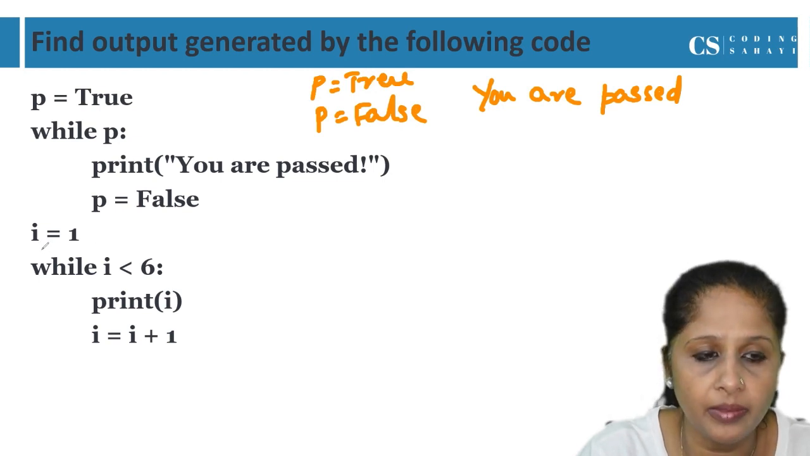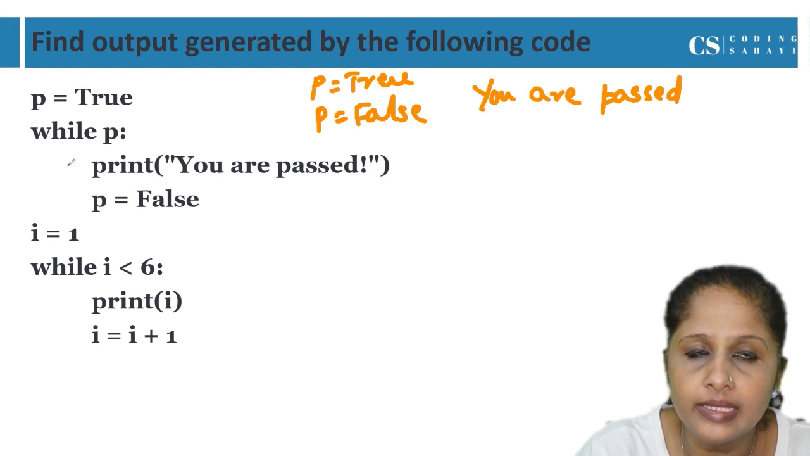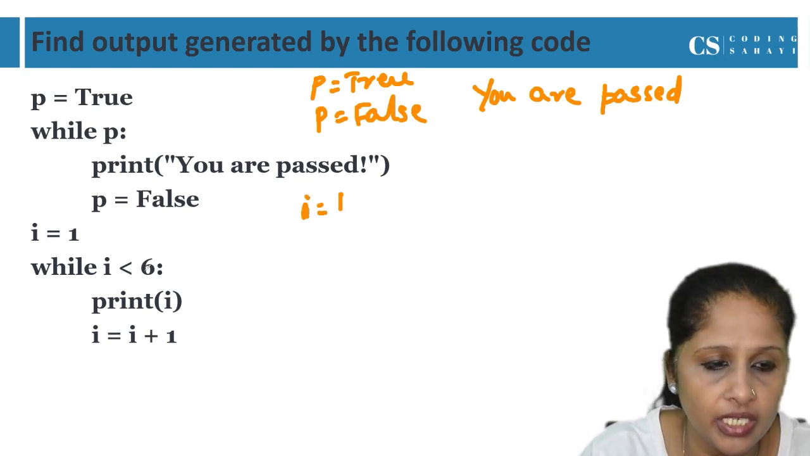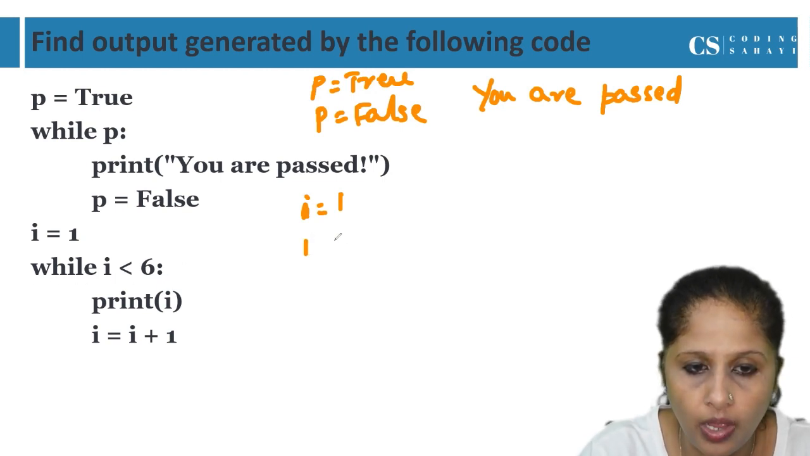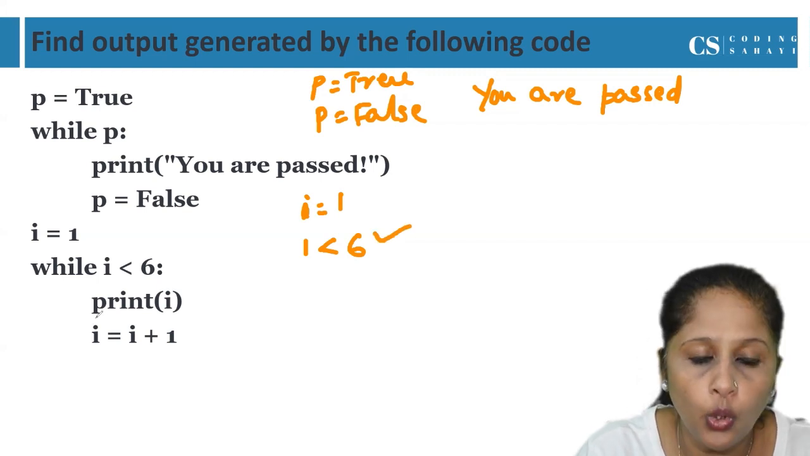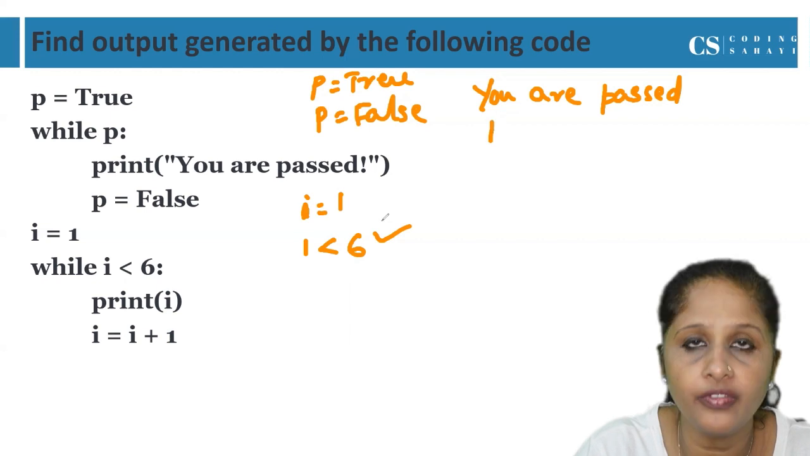There is another statement, that is I equal to 1. Is this I equal to 1 under the while loop? No, it is out of the loop and is initialized as 1. Then while I less than 6, that means 1 less than 6. Is it satisfying? Yes. So it is printing I. The value of I is 1.